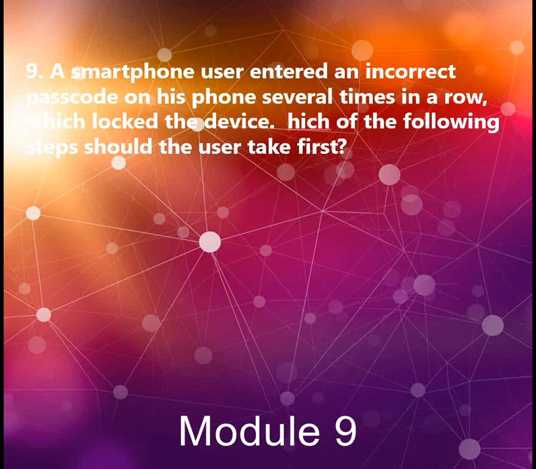Turning off the multi-factor authentication won't grant you your password. Disable full device encryption won't do anything for the password. And turn off multi-factor authentication, well, that's the same as the other one. Same, won't do anything. So the correct answer is wait a few minutes for the phone to automatically unlock.